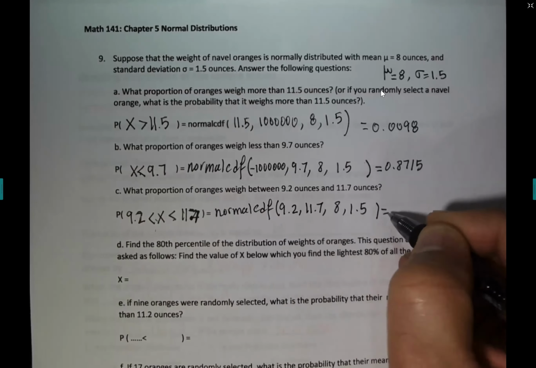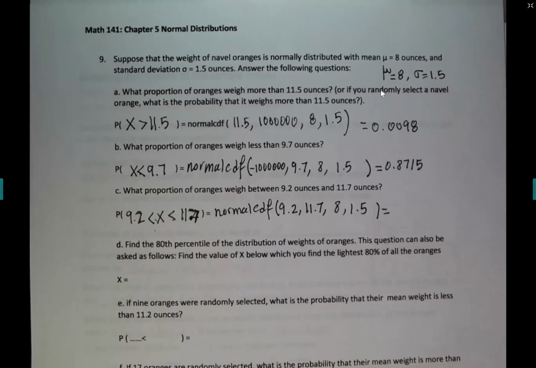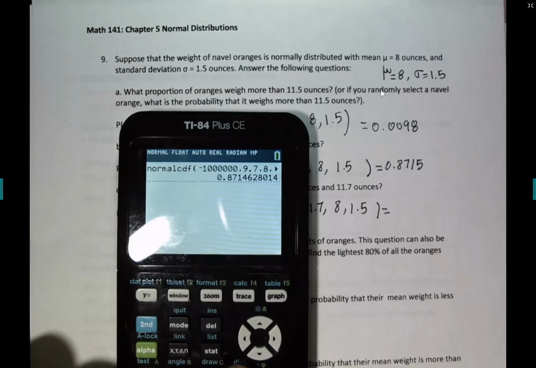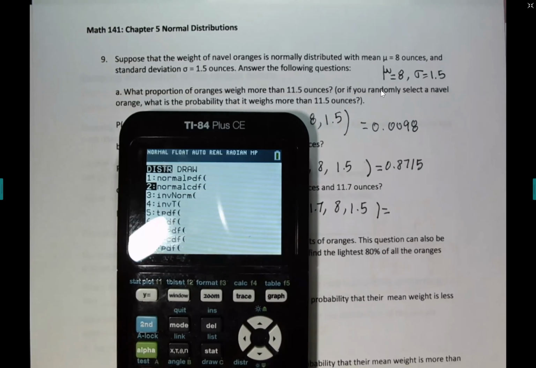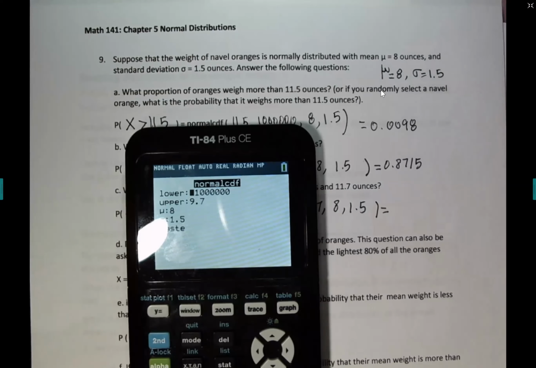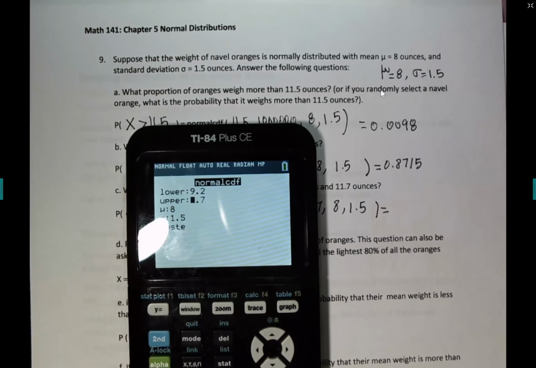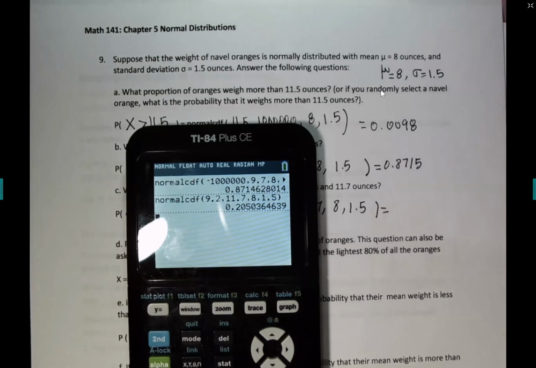I just want to show you guys how consistent we have been this week with this lesson. I'm not doing anything new. It's the same problems, just reading the problem carefully and using this popular function, normal CDF or inverse norm. That's all you do in this chapter. So it's going to be 9.2. Always the smaller number, guys, comes before the larger one. So the lower is smaller and the upper is larger, always. 11.7 and mean and standard deviation, paste. 0.2050.